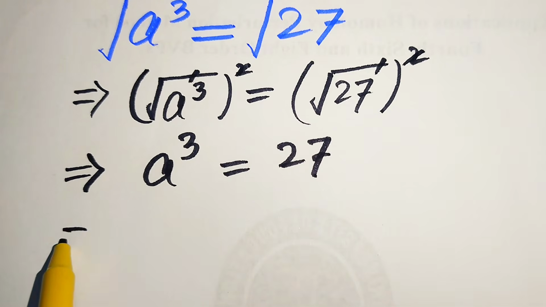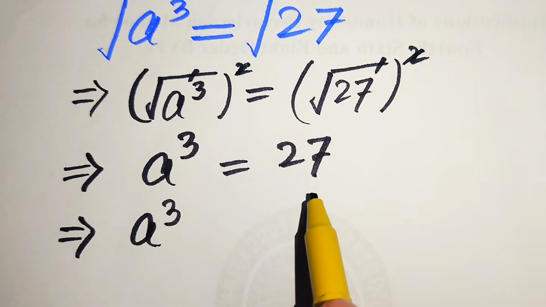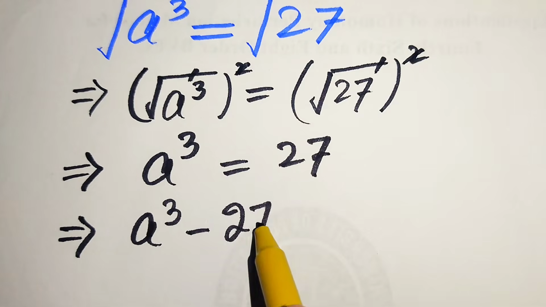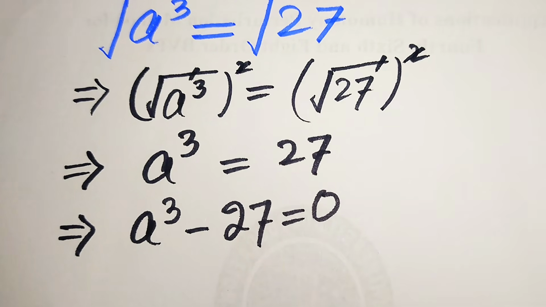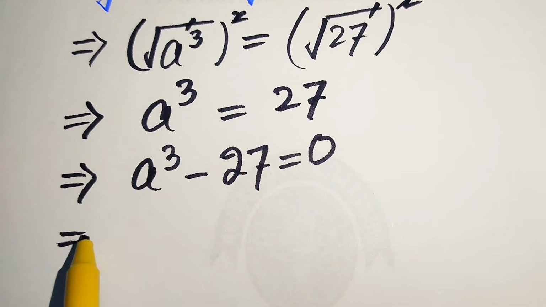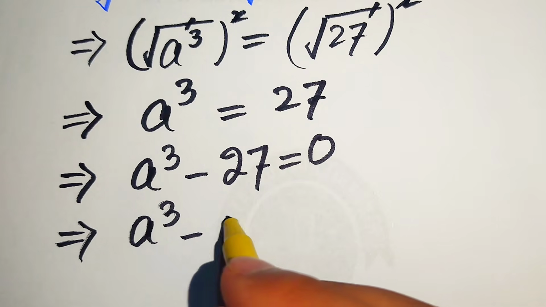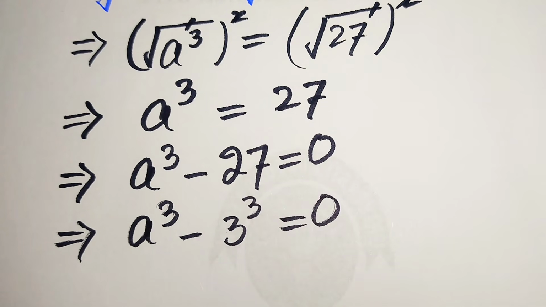And now in the next step we need more simplifications, and we will get a cubed, and now we move the term 27 from the right hand side to the left hand side, and it becomes a cubed minus 27, and this whole equation is equal to 0. So now we rewrite this equation in this form: a cubed minus, we write this 27 as 3 cubed, and this whole equation is equal to 0.